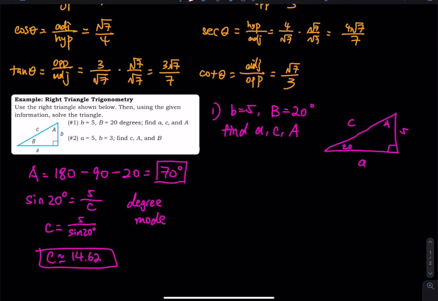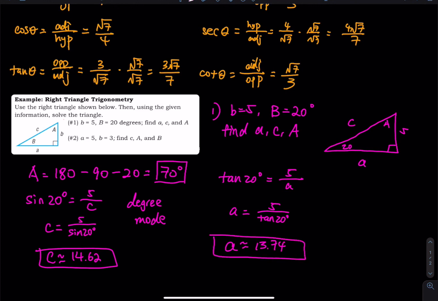And then the tangent, so we have tangent 20 degrees, that is equal to what? TOA, right? So opposite divided by adjacent. So that will be 5 divided by adjacent, which is A, and then you solve for A. So A is equal to 5 divided by tangent of 20 degrees. You use degree mode. So A is around 13.74. So that's how you find the rest of the info.